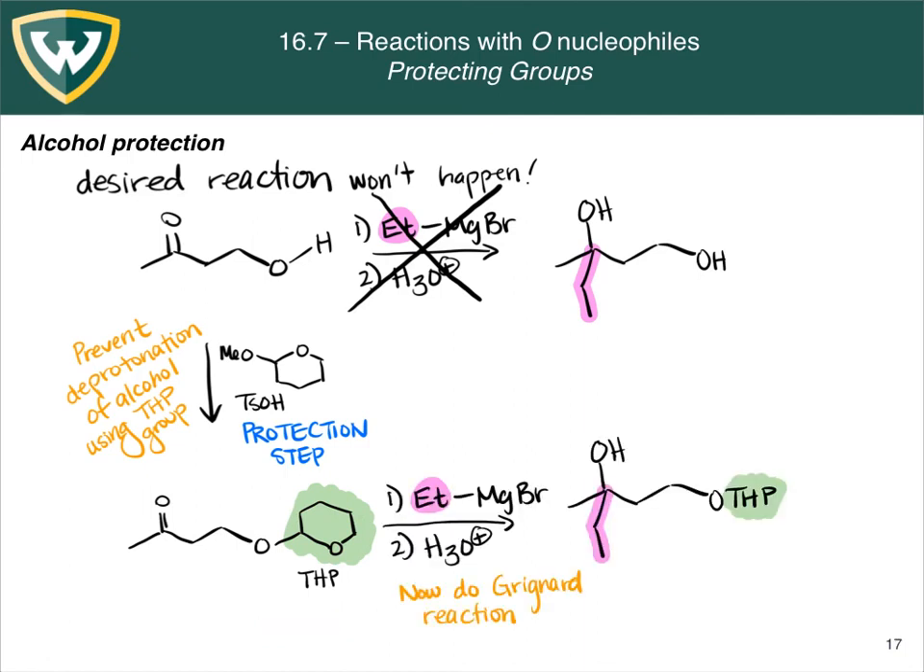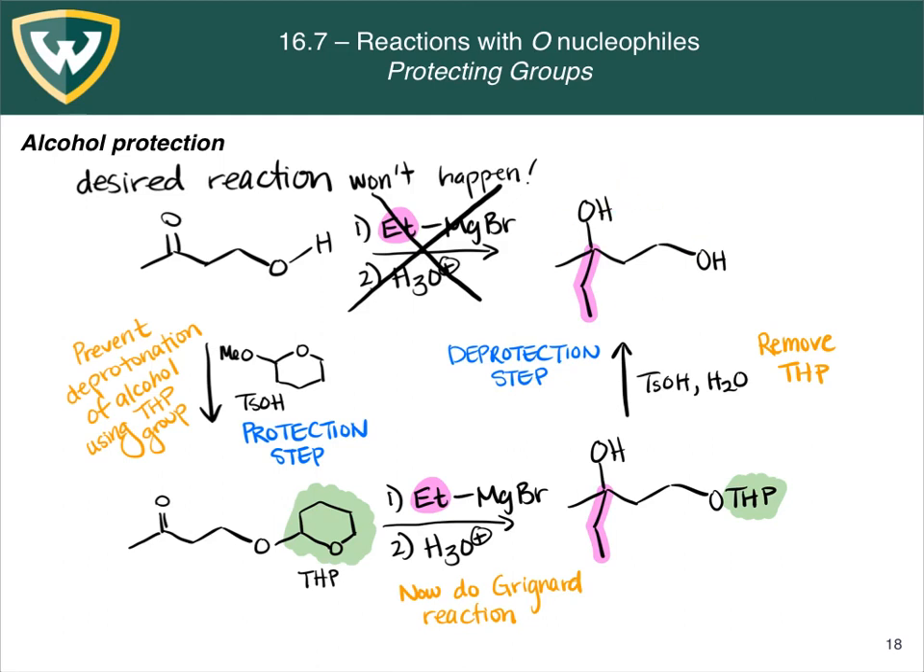The THP is stable to Grignard reagents. It's not going to react, and so now we can add our ethyl magnesium bromide. That's going to add as desired to the carbonyl only, and then we're going to do our aqueous workup, and that'll give us the tertiary alcohol. Finally, we'll remove the tetrahydropyran by doing the reverse reaction. So we'll treat with toluene sulfonic acid in water, and that'll do the deprotection reaction and give us the desired product.